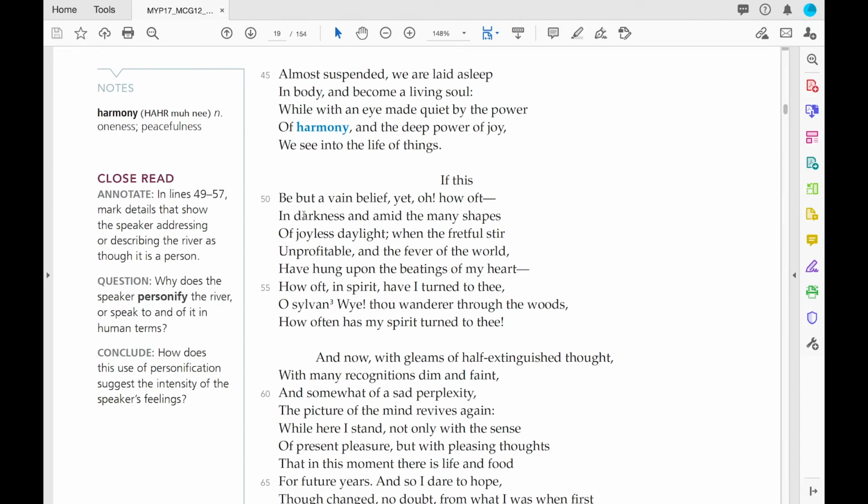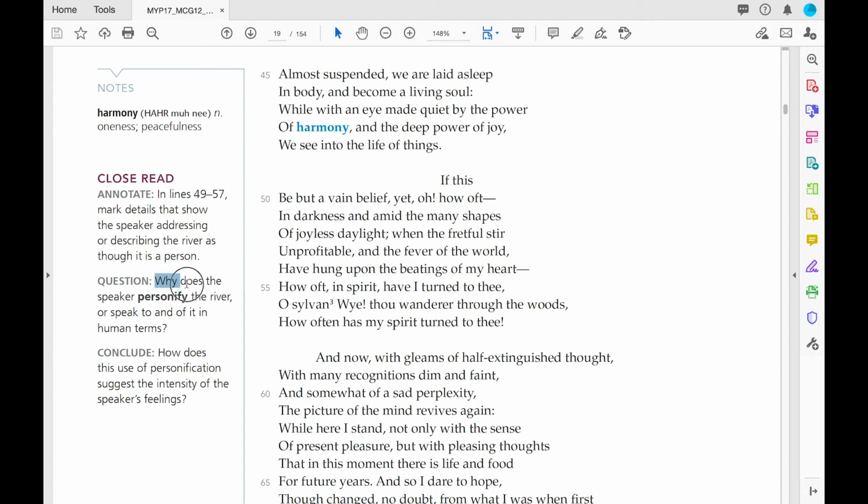"If this be but a vain belief, yet, oh, how oft, in darkness and amid the many shapes of joyless daylight, when the fretful stir, unprofitable, and the fever of the world have hung upon the beatings of my heart." So lines 49 to 57, you need to mark the details that show the speaker is addressing or describing the river as though it is a person, right? Personification, okay?